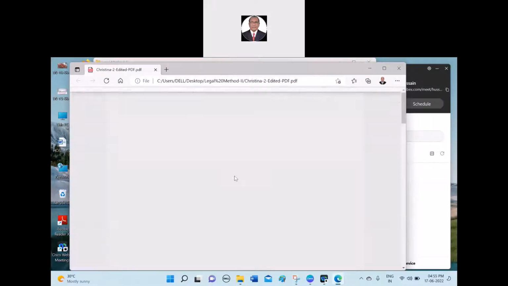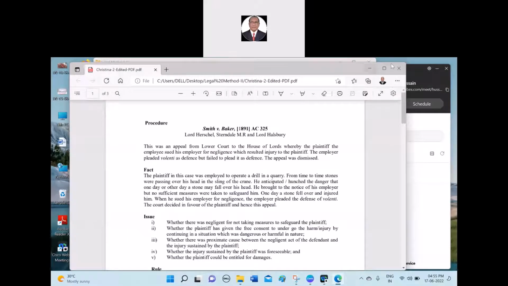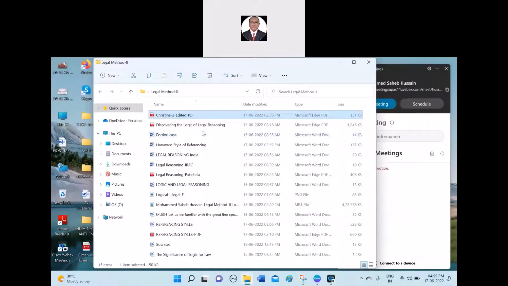Your PDF style. The PDF, can we increase it? No, we cannot increase it. Better we follow the other one.